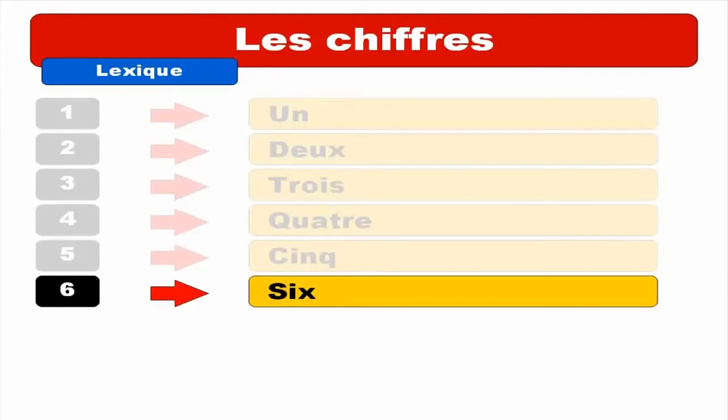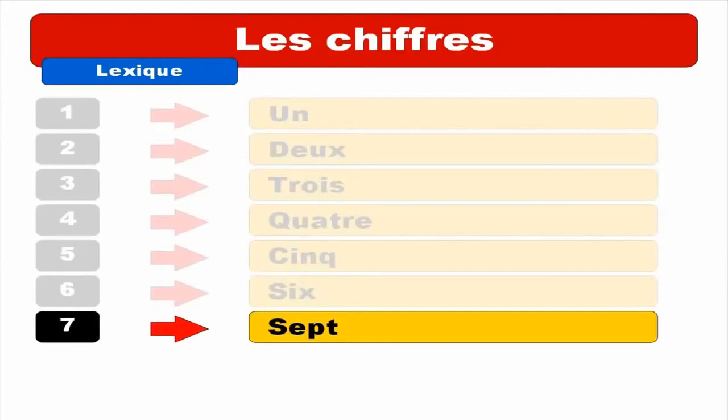And then 6. So it's actually quite strange because it's ending with this X, but then the final sound is S. So you get this 6. Repeat. 6. Okay. And then 7. Okay, so the P between and T is not pronounced, so you get this 7. Repeat.